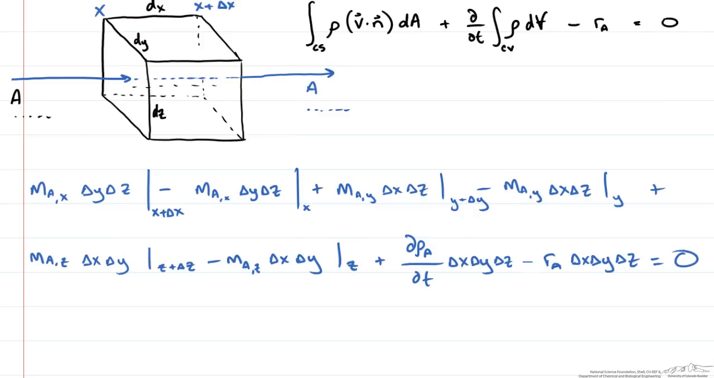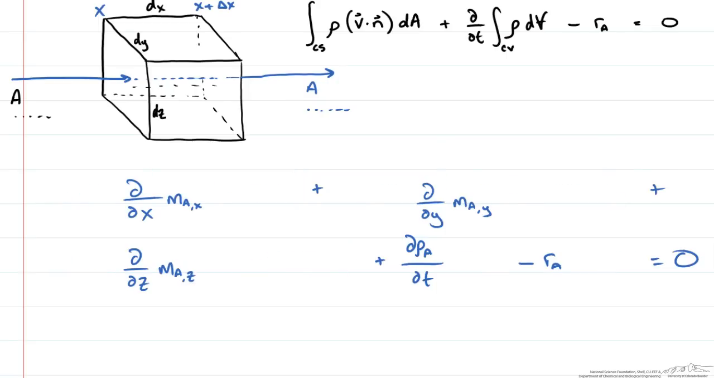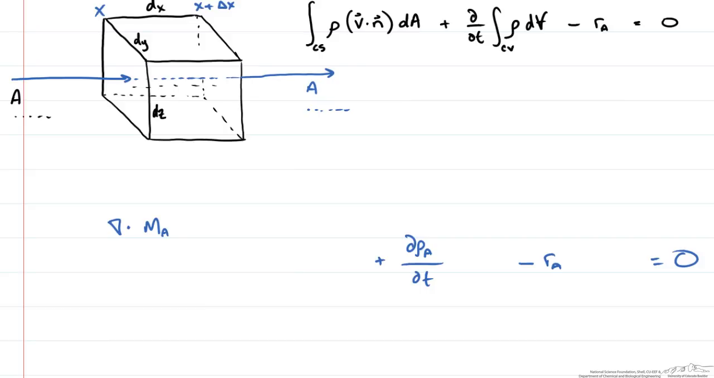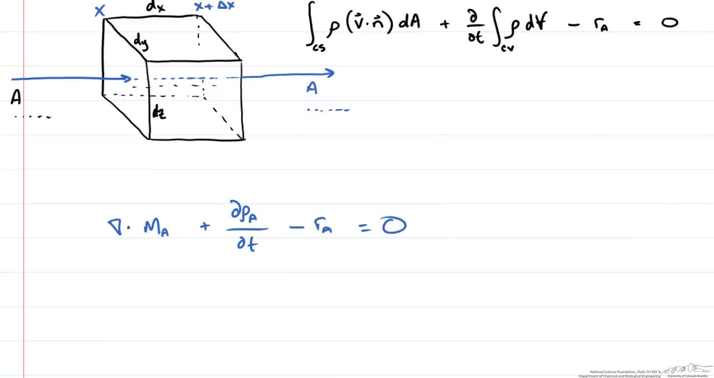We're going to divide everything by this volume term, delta X, delta Y, delta Z, and evaluate in the limit as delta x, delta y, delta z approach 0 for our differential volume. And what happens? We get the following simplification. We could write these three terms together, as you've seen before, as the gradient operator of our mass flux of A. We're going to bring over our accumulation term and subtract out our reaction term, set this all equal to 0. Now we have our differential equation for mass transfer of A.